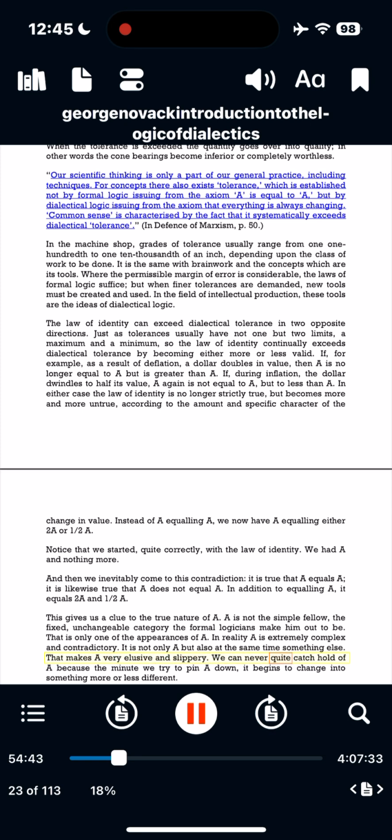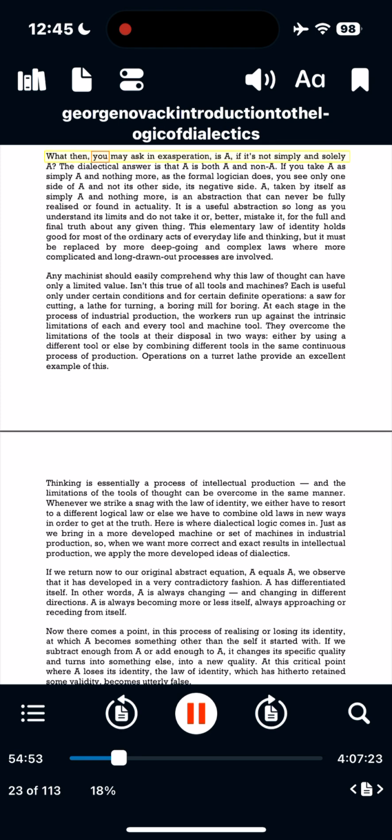We can never quite catch hold of A because the minute we try to pin A down, it begins to change into something more or less different. What then, you may ask in exasperation, is A, if it's not simply and solely A? The dialectical answer is that A is both A and non-A.